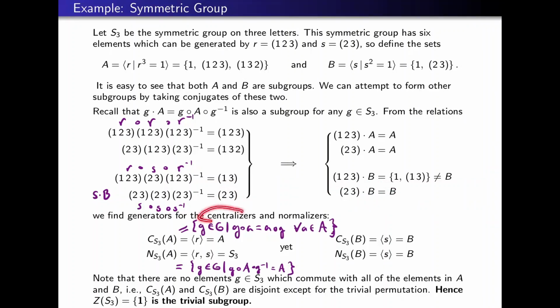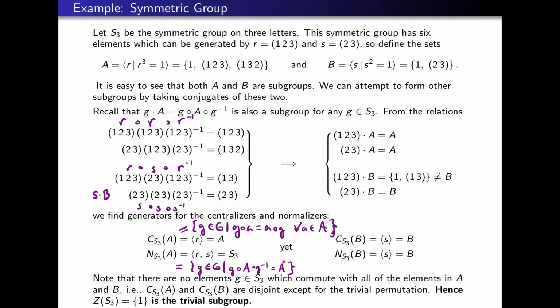So now let us consider the normalizers and centralizers of A and B respectively. By definition, the centralizer of A is those elements g in G such that g∘a equals a∘g for every a in A. In our work up here, we already showed that if we took S, then R, then S inverse, that is (1 3 2), which is not (1 2 3). Therefore, S is not in the centralizer, but it is in the normalizer of A.